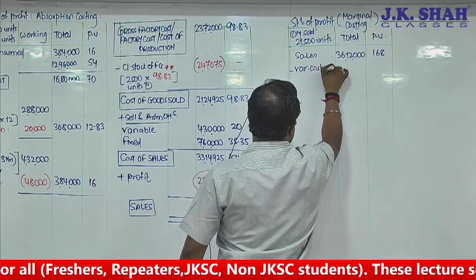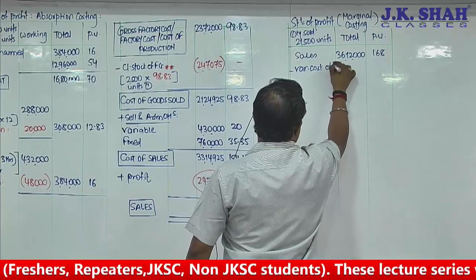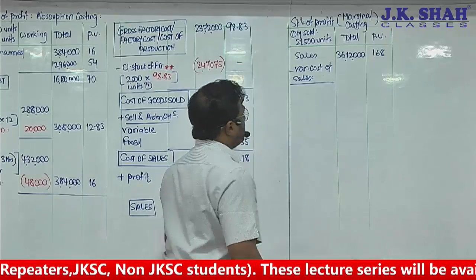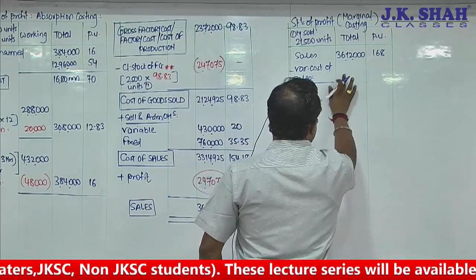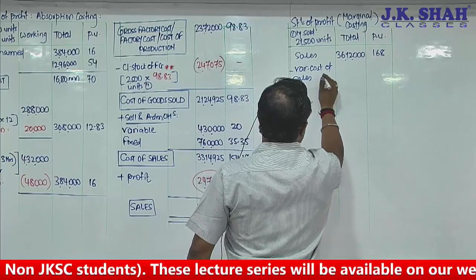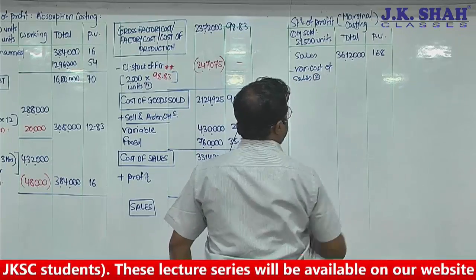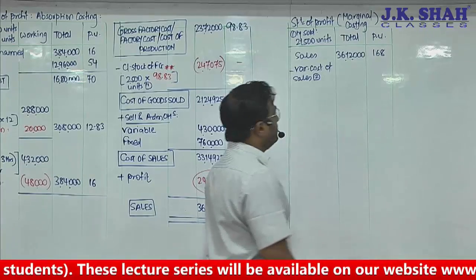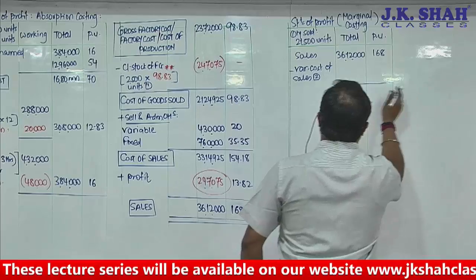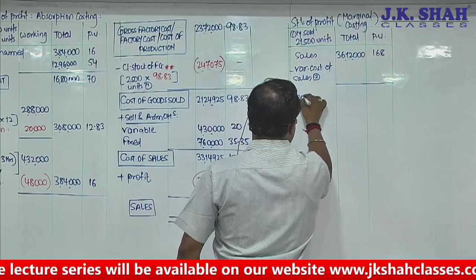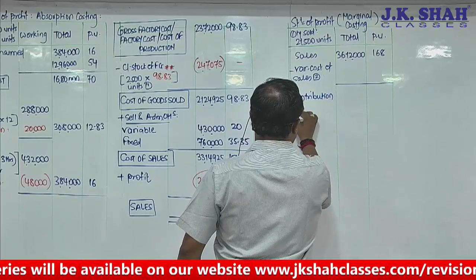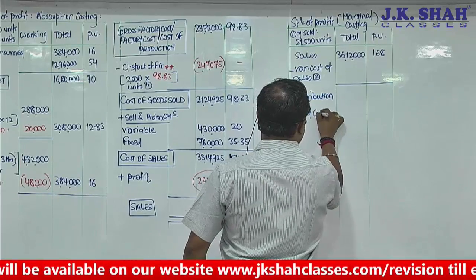Minus variable cost of sales. Now for variable cost of sales, I would prefer going for a working note, which will be second working note for me. See, in cost sheet we any which ways find out cost of sales. We'll find this out later. If I subtract variable cost, I'll be left with contribution. From that contribution, I need to subtract fixed cost.